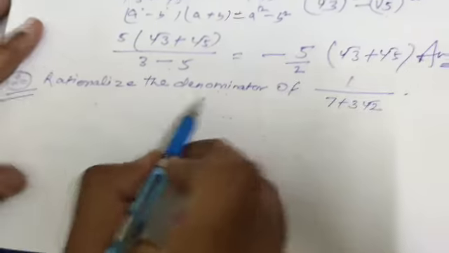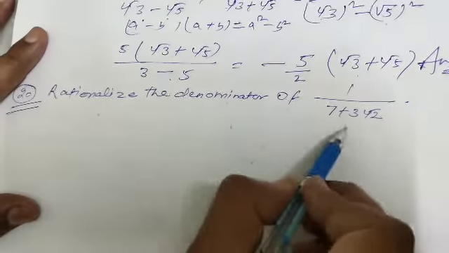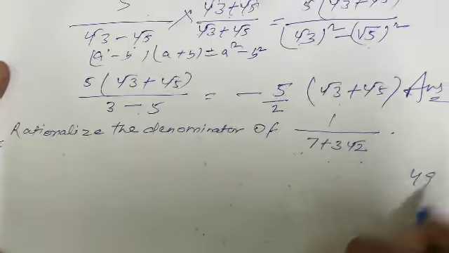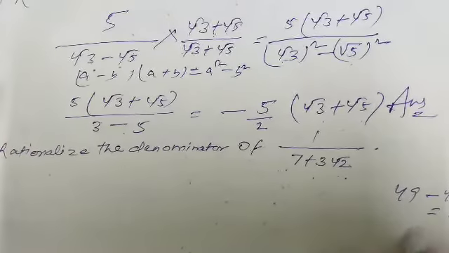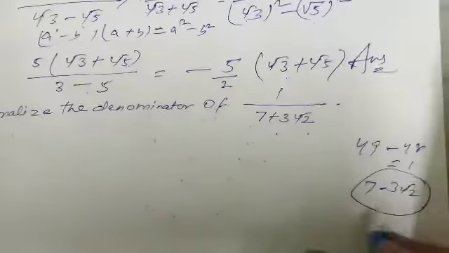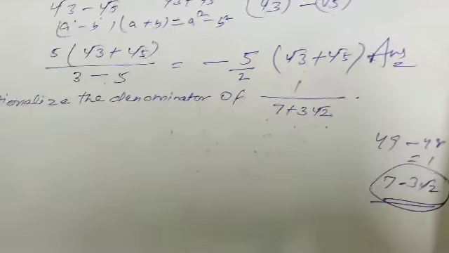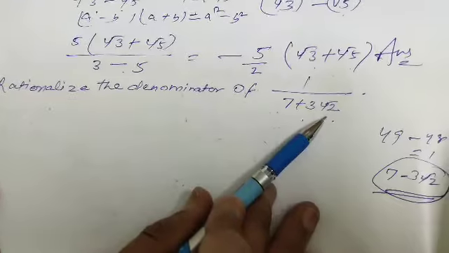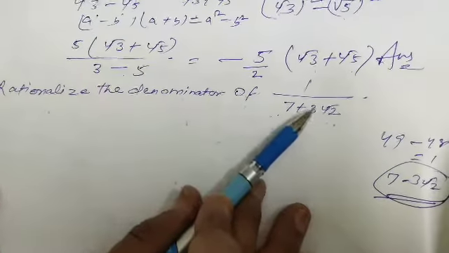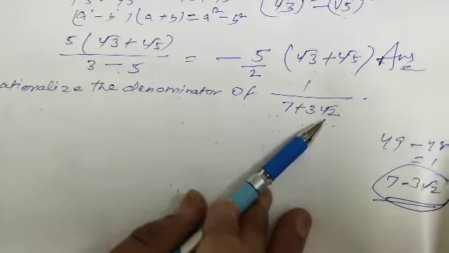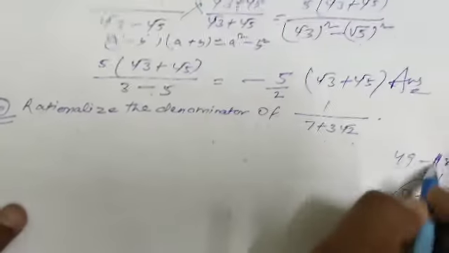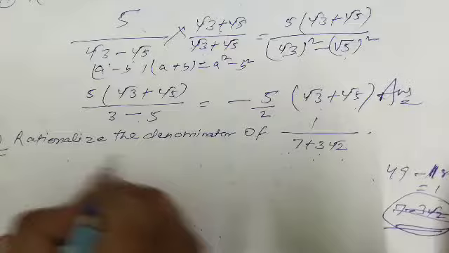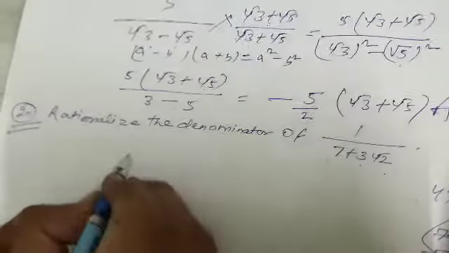Example number 20. Rationalize the denominator of 1 upon 7 plus 3 root 2. Let us try the trick. 7 square is 49 and (3 root 2) square is 18. If the difference were 1, you could directly write the conjugate, 7 minus 3 root 2. But 3 square is 9, 9 into 2 is 18, and 49 minus 18 is not 1, so the trick will not be applicable here. So let us do it with the method only.